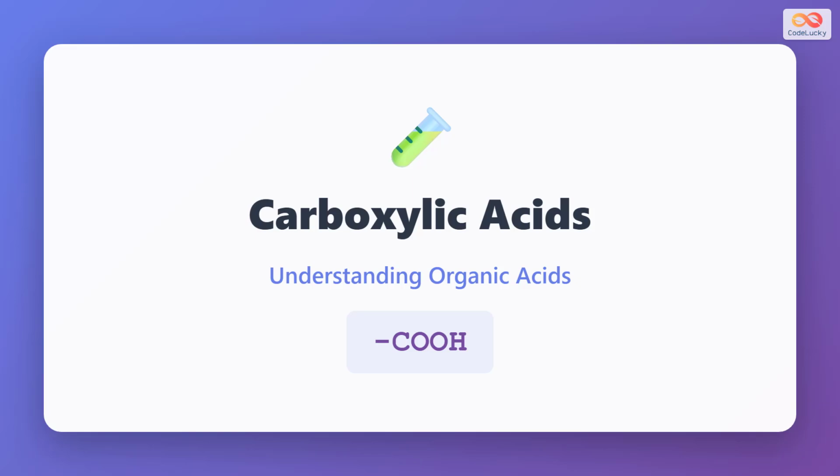Welcome to this lesson on carboxylic acids, one of the most important functional groups in organic chemistry. Carboxylic acids are organic compounds that contain the carboxyl functional group, represented by the formula -COOH. This functional group is responsible for the acidic properties of these compounds and makes them essential in both biological systems and industrial applications. Throughout this video, we'll explore the structure, properties, and reactions of carboxylic acids.